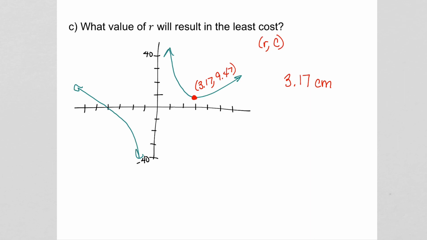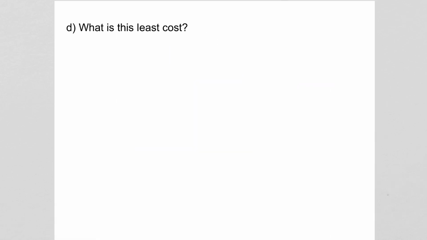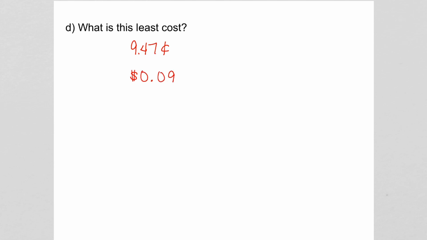And then D asked, what is this least cost? Well, there's C, 9.47. But remember, it's 9.47 cents. So if we want to change that into dollars, it would look like this. And that finally concludes this section.